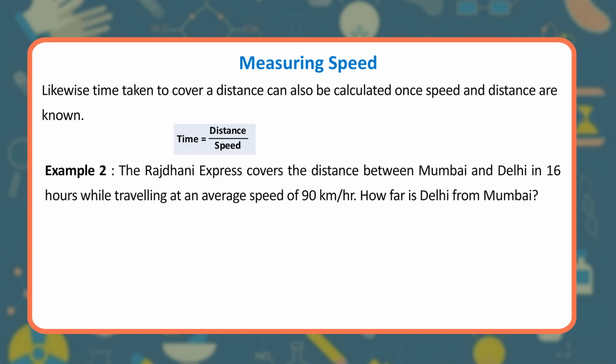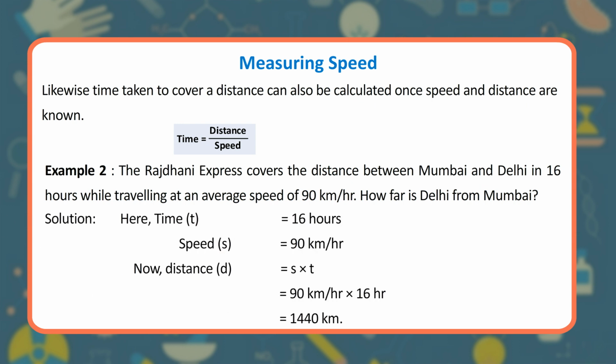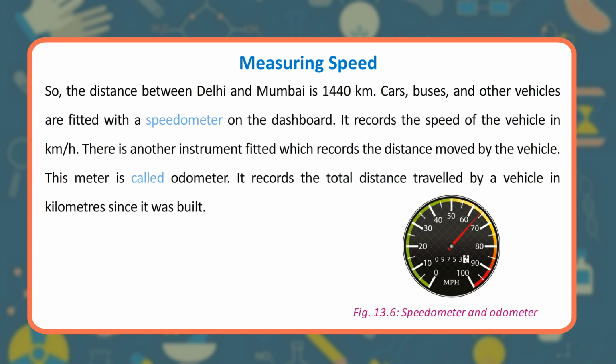Example 2. The Rajdhani Express covers the distance between Mumbai and Delhi in 16 hours while traveling at an average speed of 90 km per hour. How far is Delhi from Mumbai? Solution. Here, time, T, equals 16 hours, speed, S, equals 90 km per hour. Now, distance, D, equals S times T equals 90 km per hour times 16 hours equals 1440 km. So, the distance between Delhi and Mumbai is 1440 km.